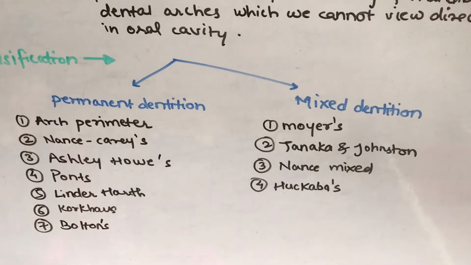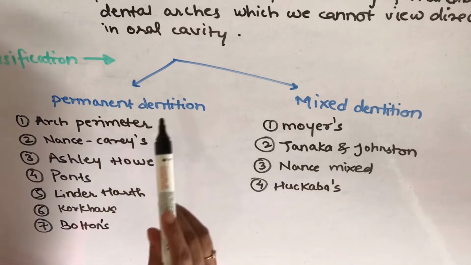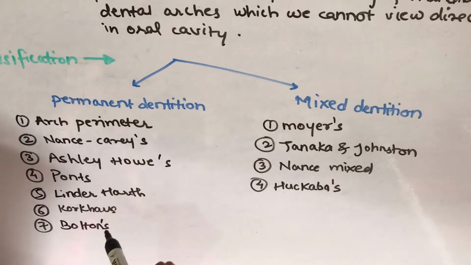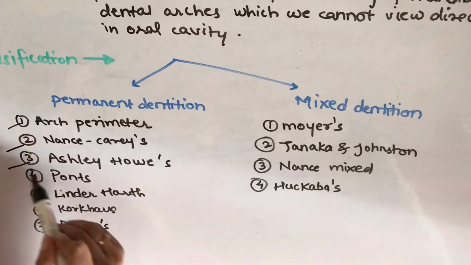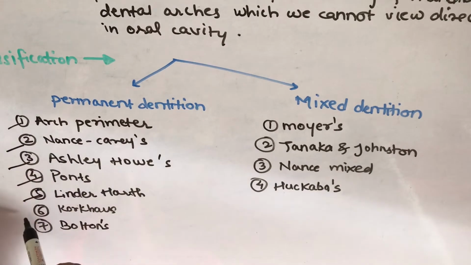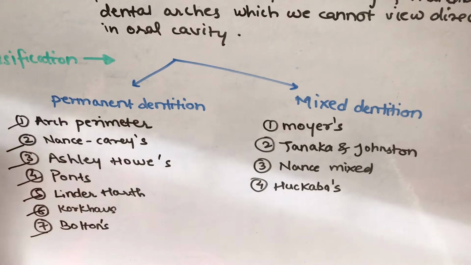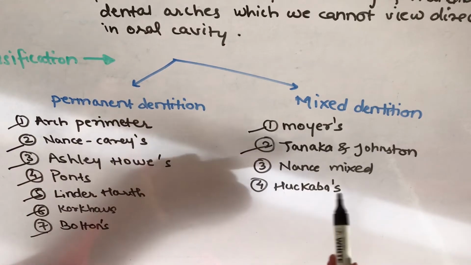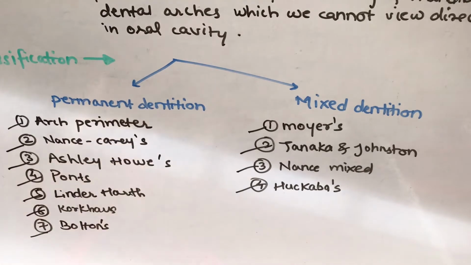The classification for model analysis depends upon the permanent dentition and mixed dentition. These are the analyses which you do in the permanent dentition: arch perimeter, Nance and Carey, Ashley-Howe, Pont's, Linder-Harth, Korkhaus and Bolton's. Now in mixed dentition there are these four: Moyers, Tanaka and Johnston, Nance and Hukaba. So these are the ones that are done in mixed dentition. I'm going to explain these analyses by showing how you do them.